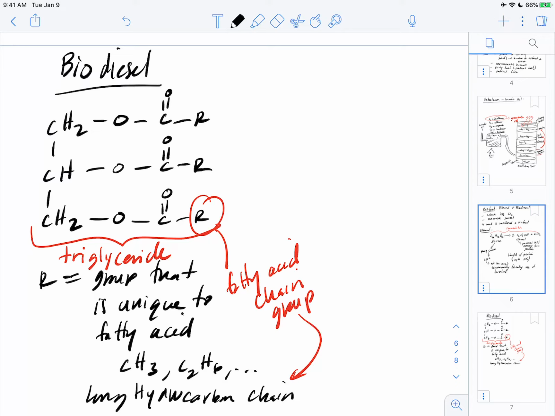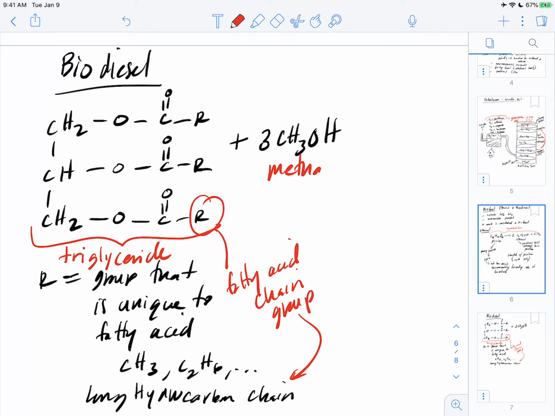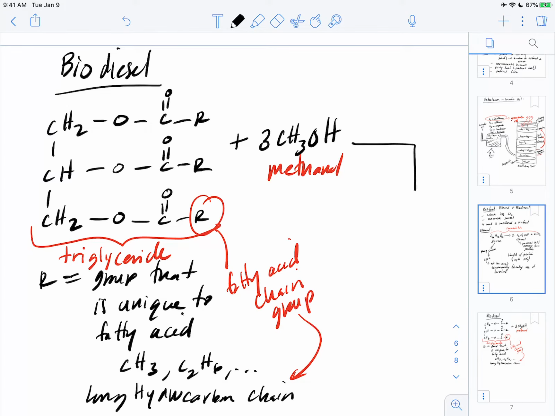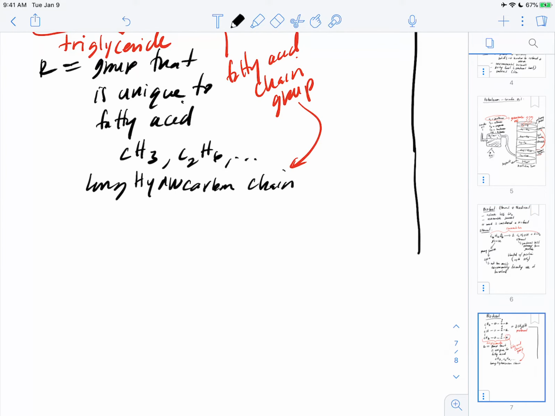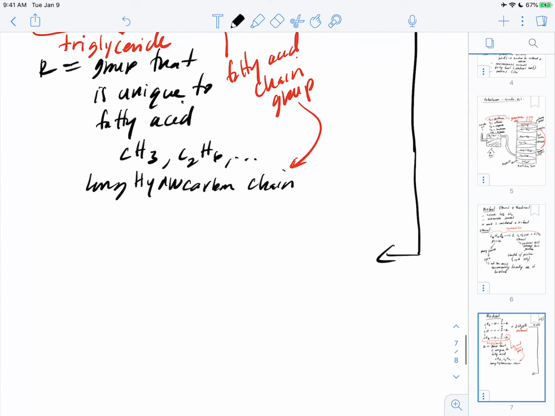So in the biodiesel lab, we just took vegetable oil that we bought at the store, and you react that with methanol. So if you get 3 methanol, CH3OH, this is methanol. And you react those two together, you would get, as a product, in the lab we did this with potassium hydroxide. This is a catalyst. Basically it makes the reaction happen much faster at room temperature.